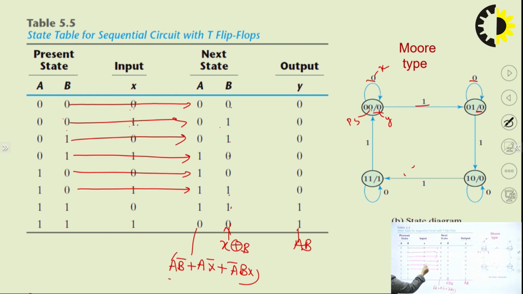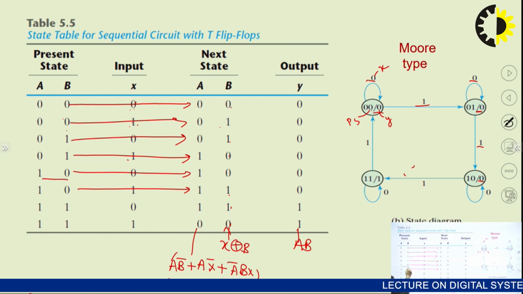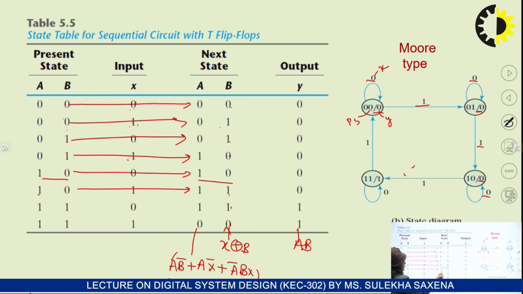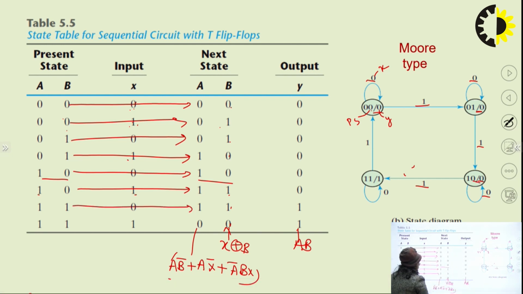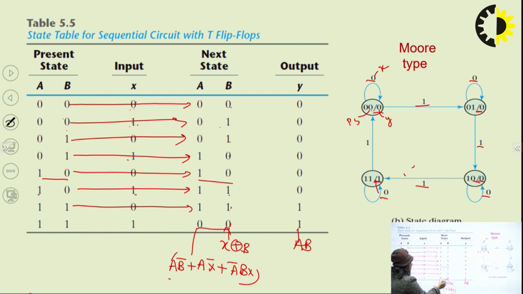For 0,1 to 1,0: input 1, output 0; input 1, output 0. For 1,0 to 1,0, for 1,0 to 1,1: 1,0 to 1,1, input 1, output 0. For 1,1 to 1,1, input 1, input 0, output 1, and for 1,1 to 0,0, input 1 and output 1.